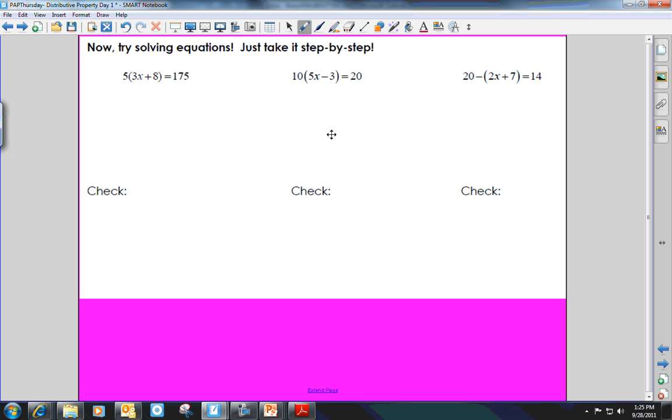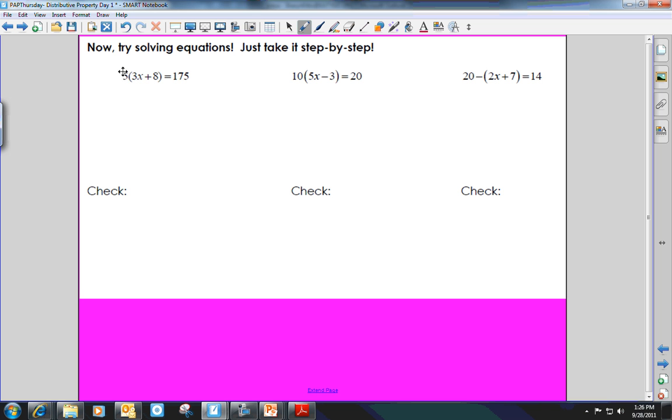Now let's talk about solving equations when they have a distributive property and they also have the equals with the number. That's not an expression anymore. Now it's an equation. It's set equal to something. So we'll finally be able to solve for x on these. Let me show you the first one.